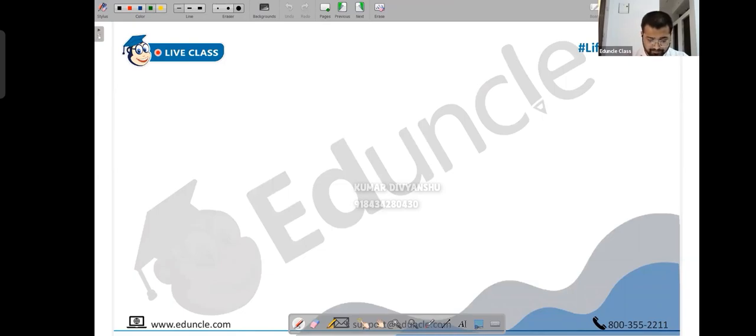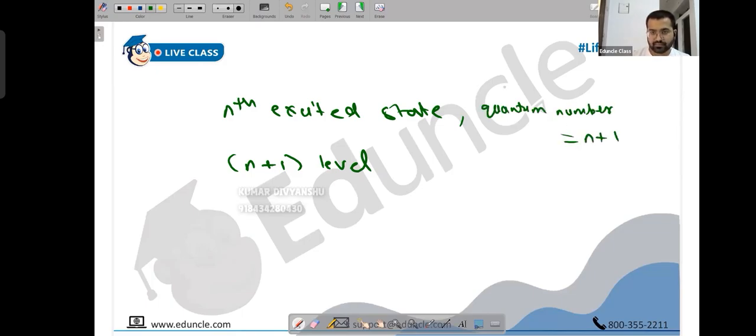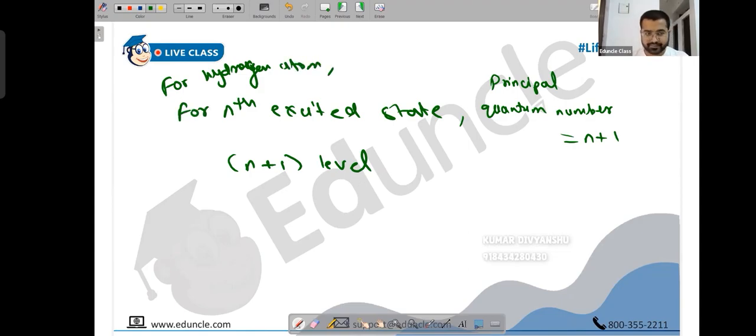Now let me check. I've already told you that nth excited state means n plus 1th level. So take care of that also. Nth excited state would mean n plus 1 level, or you can say the quantum number is n plus 1. First excited state is the second level, n is 2. So for nth excited state, the principal quantum number for hydrogen atom is n plus 1. If I give you the third excited state, the value of n is 4, it's not 3.